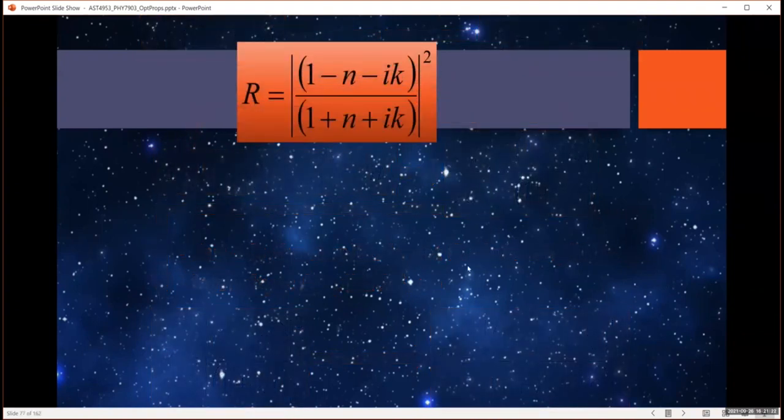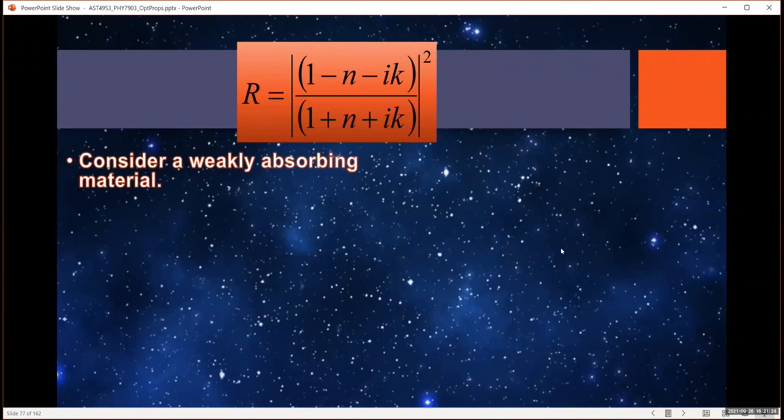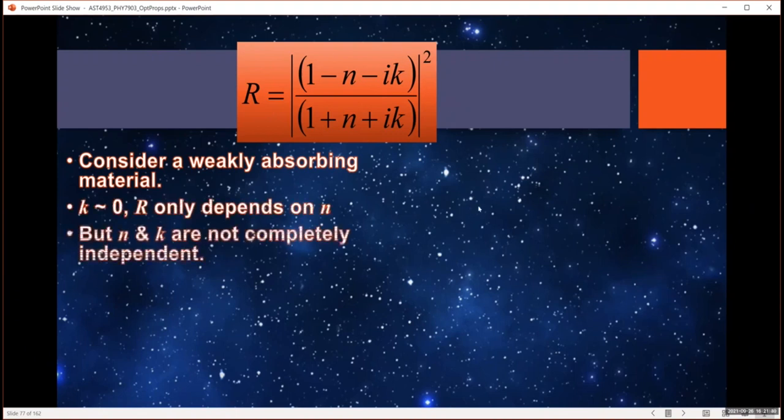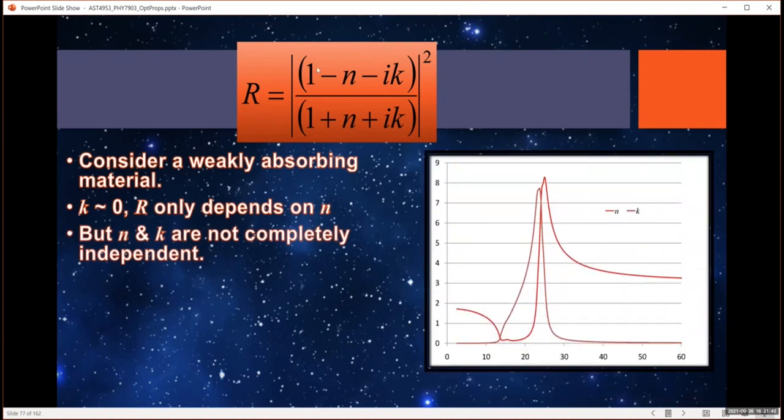So this is the equation that we just derived. Now I want you to think about what's going on here. If we have something that's very weakly absorbing, that means that the K value is very low. And so what that means is that this is an entirely real number. We basically have no absorption, and reflection is only dependent on the change in the speed of light.